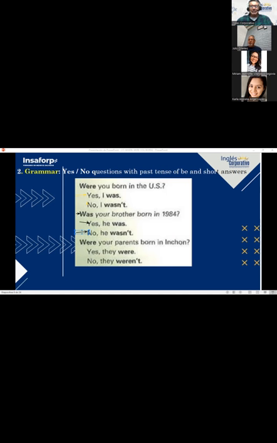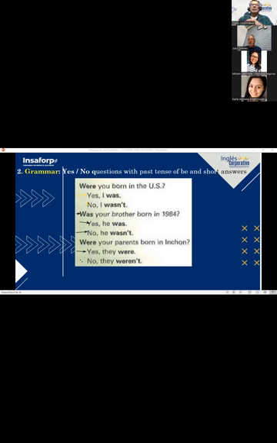Let's change it. In the United States? Yes, they were. And were your parents born in the United States? No, they weren't.